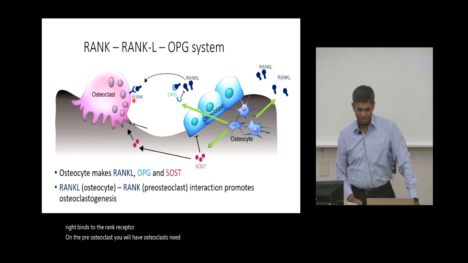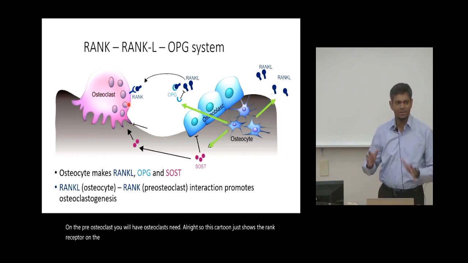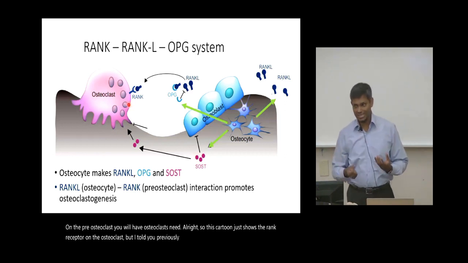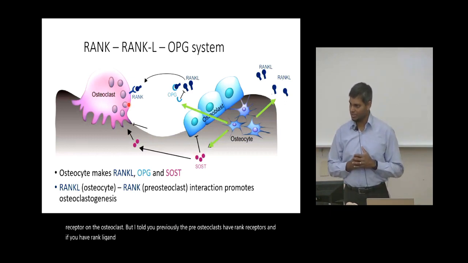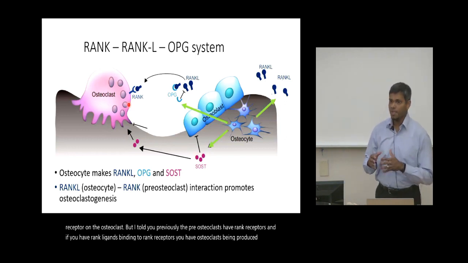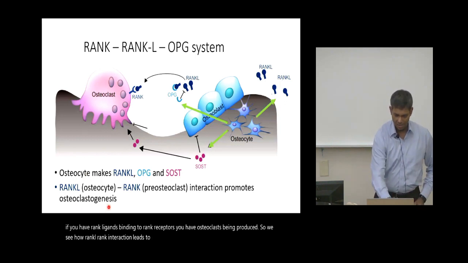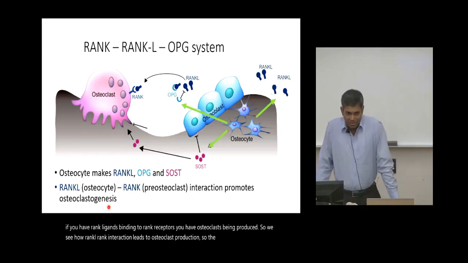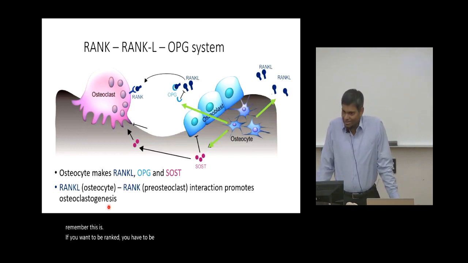This cartoon just shows the RANK receptor on the osteoclast, but I told you previously that pre-osteoclasts have RANK receptors, and if you have RANK ligands binding to the RANK receptors, you have osteoclasts being produced. So we see how RANKL-RANK interaction leads to osteoclast production. One way I like to remember this is, if you want to be ranked, you have to be classy. So RANKL interaction leads to osteoclast synthesis.